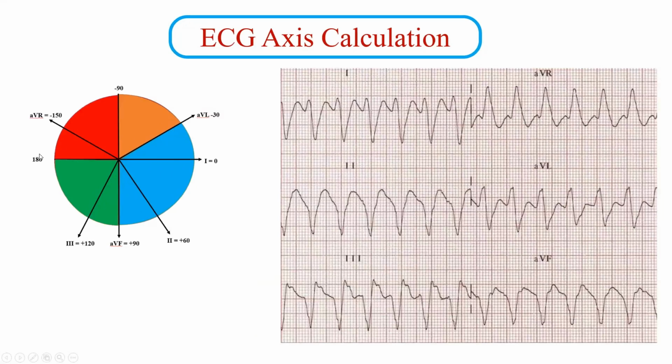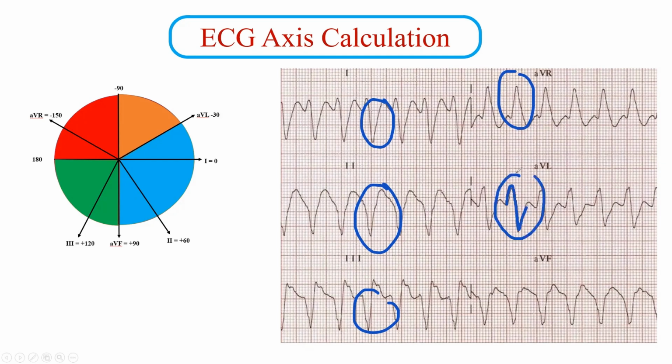Sometimes students panic when they see this EKG, but that's easy to determine the axis. Look here. Lead 1 is most likely negative. Lead 2 is negative. 3 is negative. AVR positive. AVL, look, it's positive and negative. So this is the isoelectric line. This is isoelectric lead, AVL.